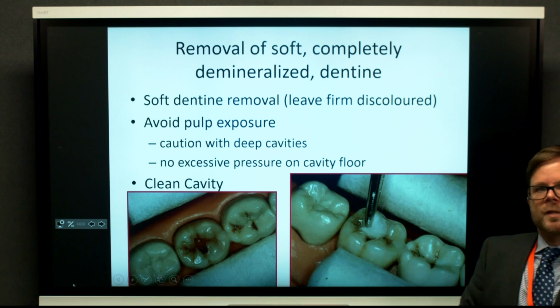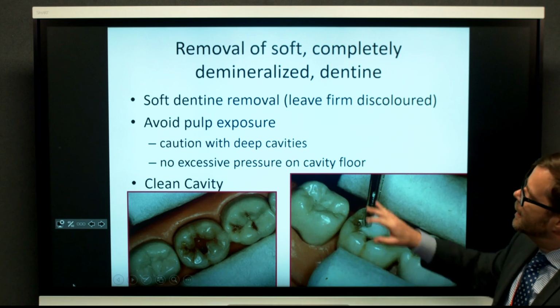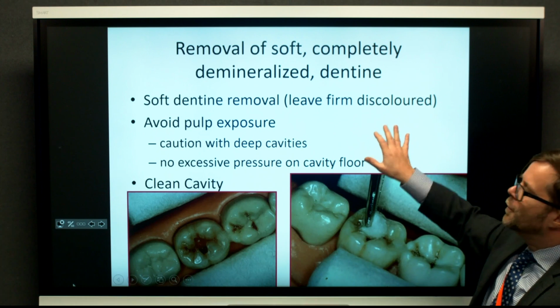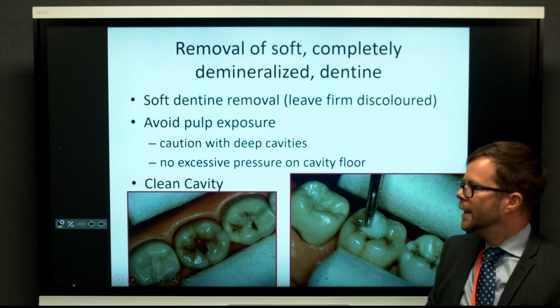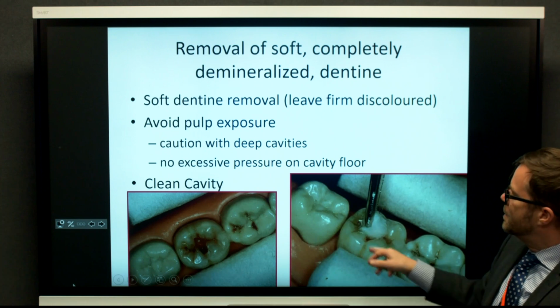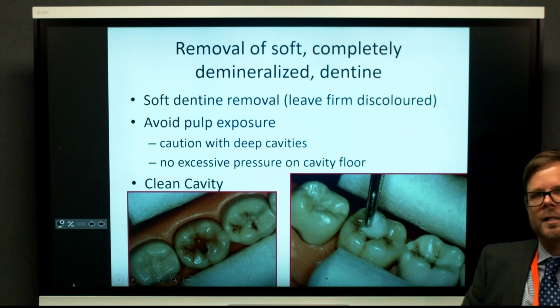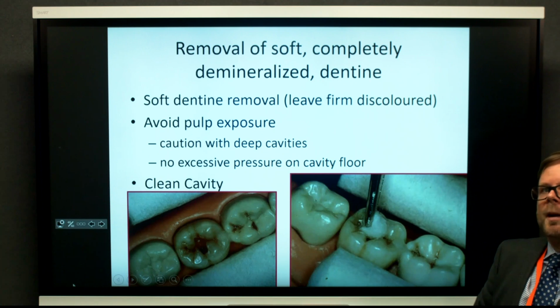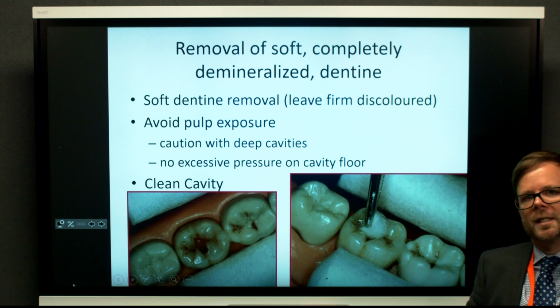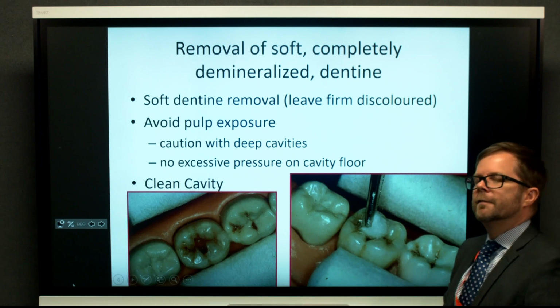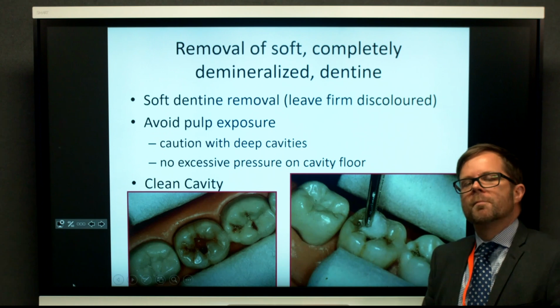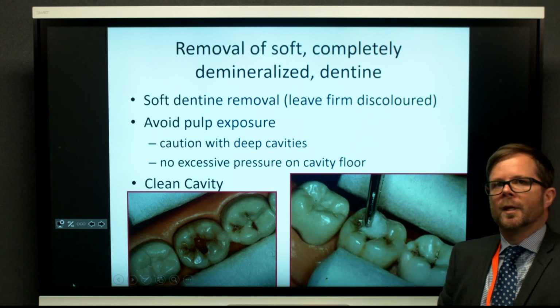Once you've removed all of the softened dentine, leaving the firm discoloured or affected dentine within the cavity, give it a good clean out. So use a moistened palette if you're in the field, or the triplex syringe if you're in the clinic, and just have a good look into the cavity to ensure that you have removed all or most of the infected dentine, and all that's remaining is affected dentine.